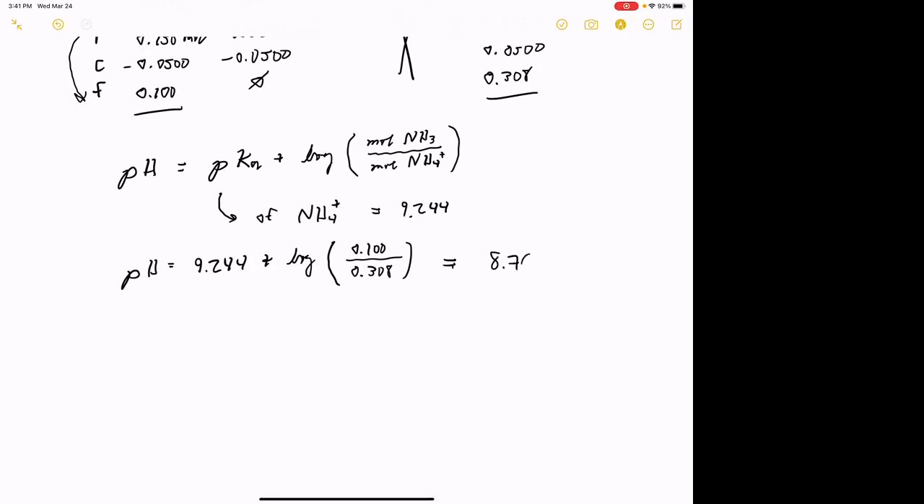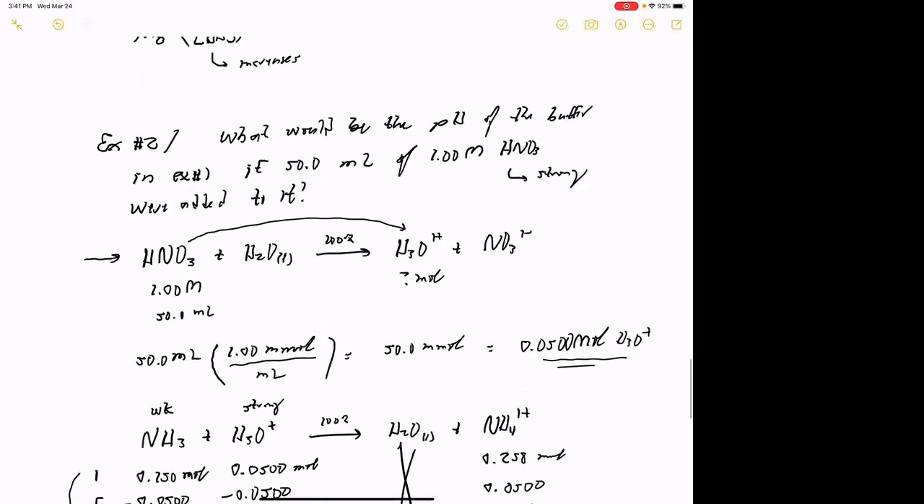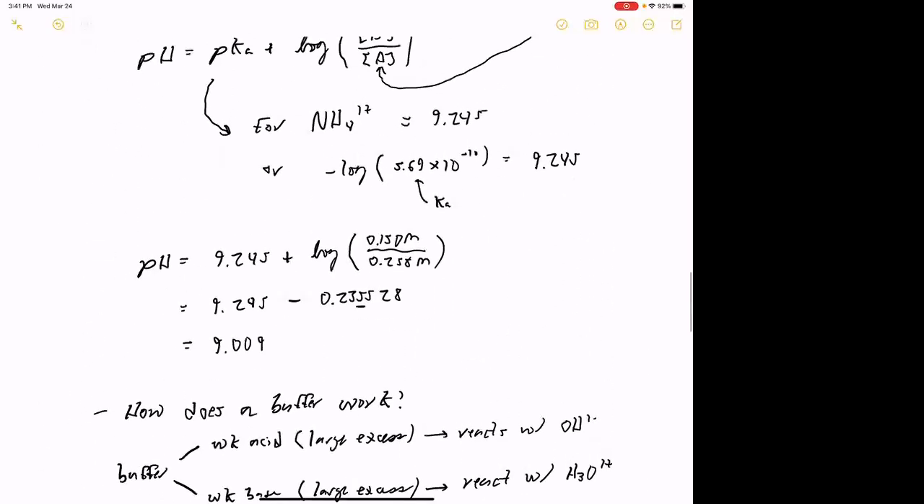So now the question becomes, did the buffer do its job? How much did the pH change, or did it change? And if it did change, did it change by a lot? All right, so what are we going to do? We're going to go back and compare this to the original buffer that we set up before we added any acid to it. And that was over in what, example number 1? So let's go back and look at example number 1 and see what we got.